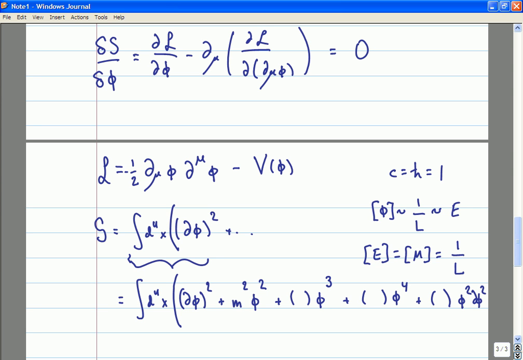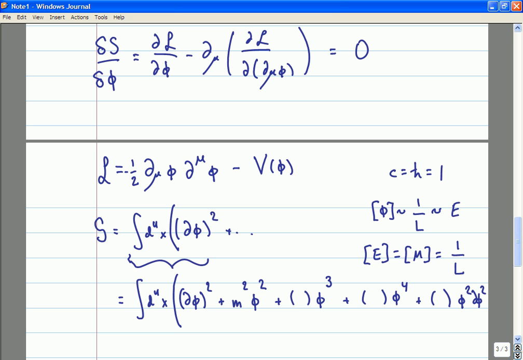For example, the phi cubed term will have dimensions of energy. The phi fourth term will be dimensionless. The phi fifth term will have dimensions of 1 over energy, and so on and so forth. I won't go through the whole argument here, but you can argue that if you're studying the physics at a low energy scale, then all of those terms which have coefficients with dimensions that go like 1 over energy to some power will be irrelevant.